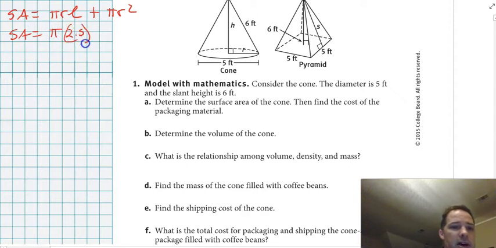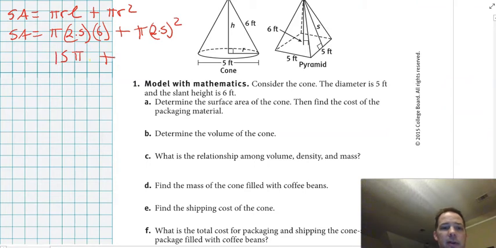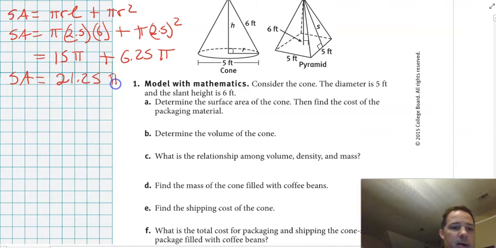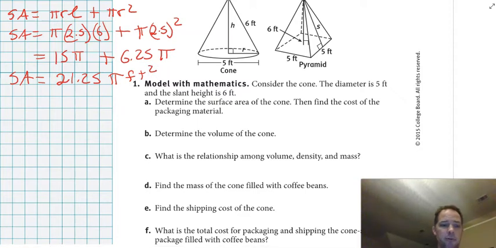Radius would be 2.5. So multiply those and we get 15 pi plus 2.5 squared, we get 6.25 pi for a total of surface area equals 21.25 pi feet squared of material. All right, if we plug this in our calculator with pi, we get that the surface area equals approximately 66.7588.